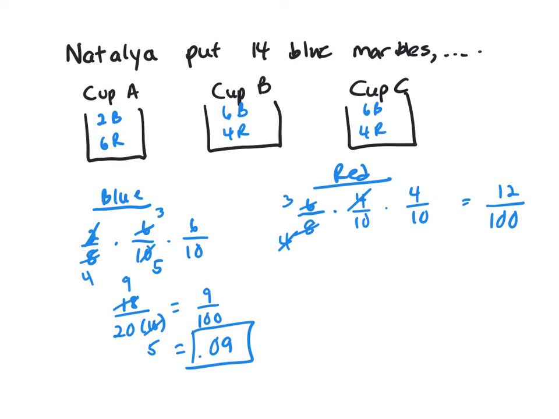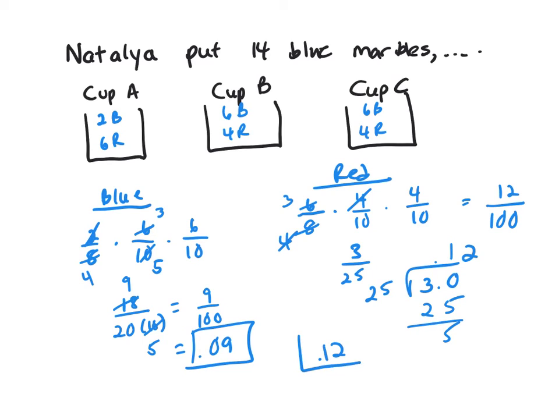4 will go into 12 3 times. And 4 will go into 100 25 times. And 3 divided by 25, 0.12 is your second answer. Done.